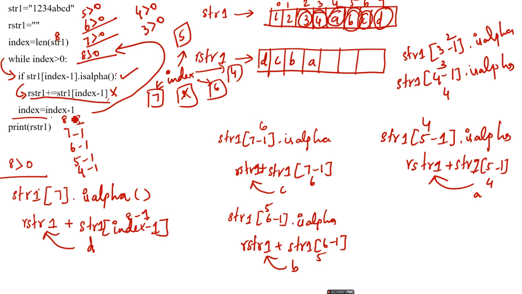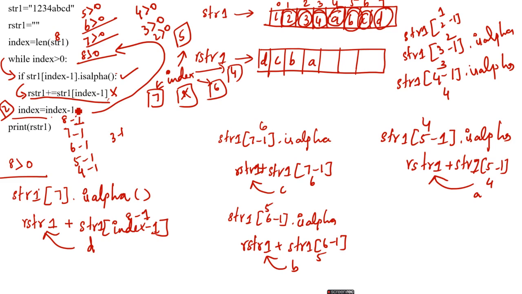Now the value of index is 3. Then we will write 3 minus 1. 3 minus 1, the value is 2. Now index refers to the value 2. Again, we will go back to the loop. We will check 2 is greater than 0. The condition is true. Again, we will come inside the loop. We will check this condition: if str1 of 2 minus 1 is alpha. 2 minus 1 is 1. str1 of 1, that is 2. It is not an alphabet, it is a digit. So we will not execute the statements.